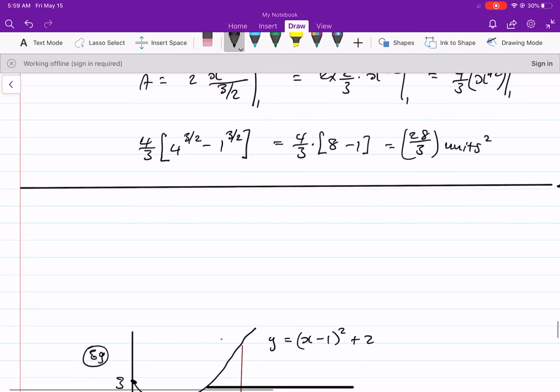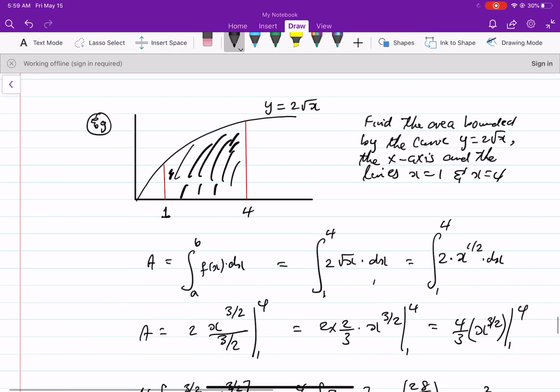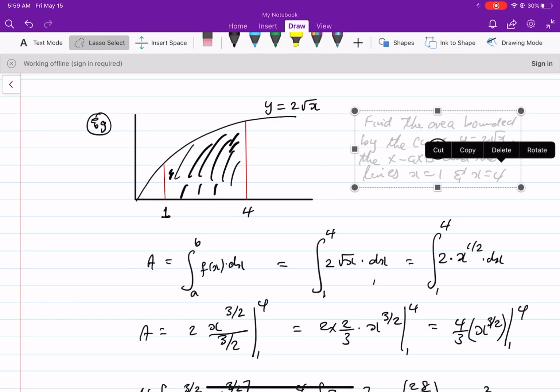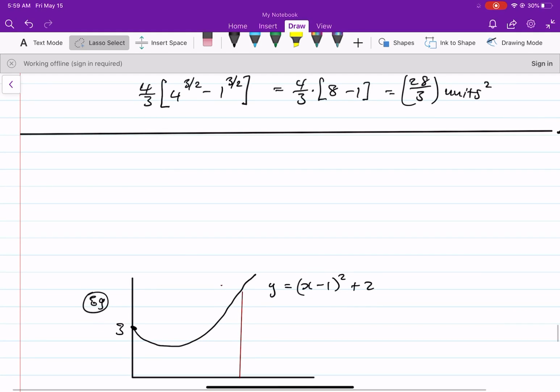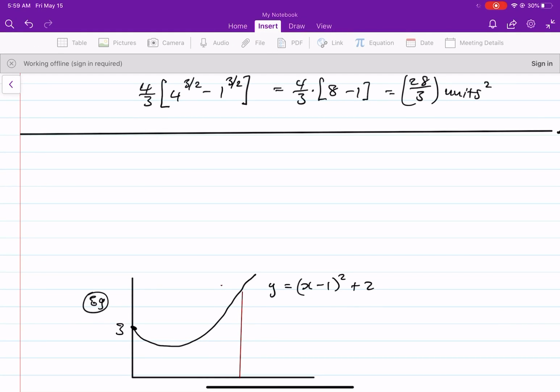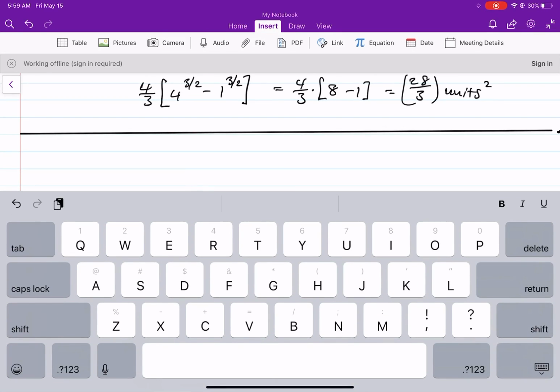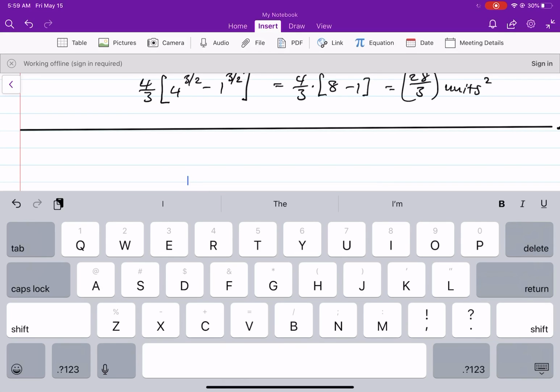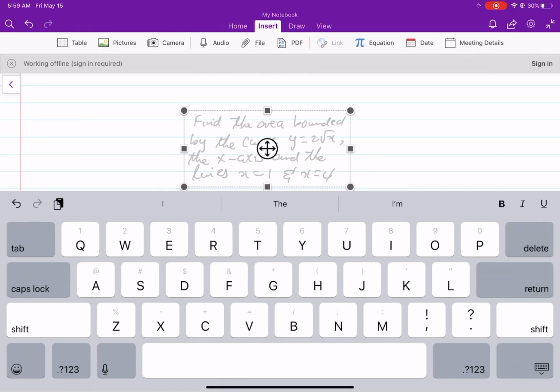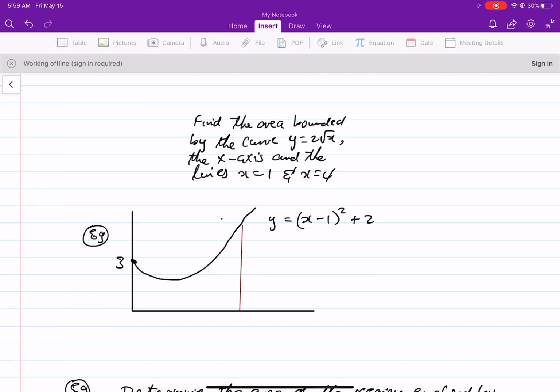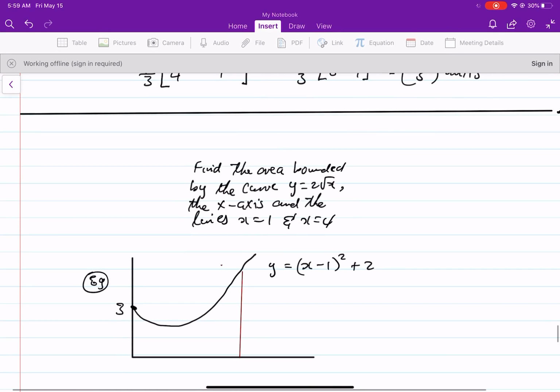We're going to write what they're asking for, or they should be asking for. I'm going to copy and paste this. I just have to change the limits in the function. Copy, and insert it there. In the second example, we're finding the area bounded by the curve, and it's a different curve.